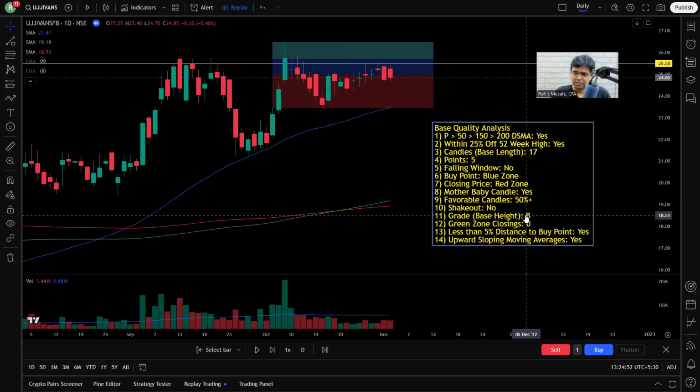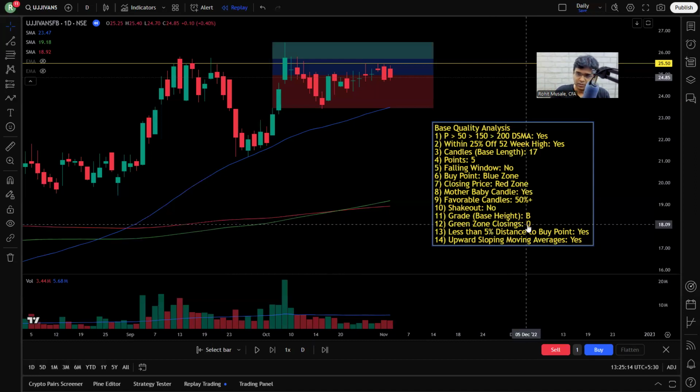Grade is fine. A, B, even C should be fine. The stock should not collapse more than 30, 40%. Okay, grade B looks okay, which means the distance between point 1 and point 2 is less than 20%. It's tight enough. It means that the stock has not corrected more than 20% from the top.